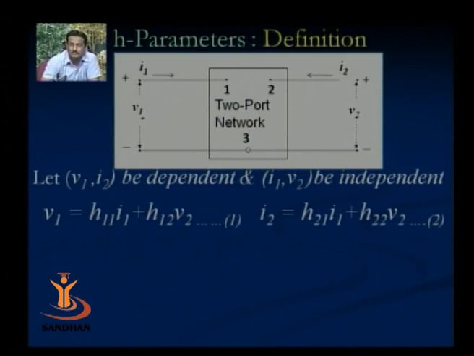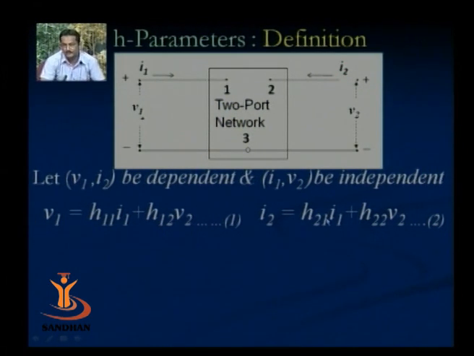For example, the input voltage Vi or V1, as you can see in the two-port network, can be represented as a combination of the other 2 independent variables I1 and V2. So V1 can be written as some constant multiplied by I1, the independent variable, plus some constant multiplied by the other independent variable V2. If we label these 2 constants, we call this one H11 and the other H12.